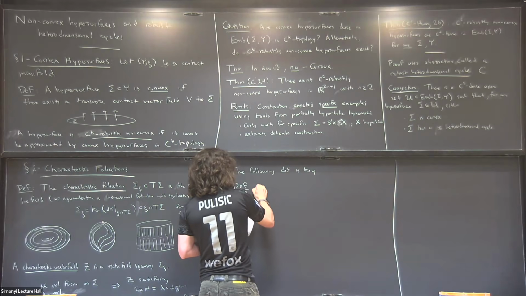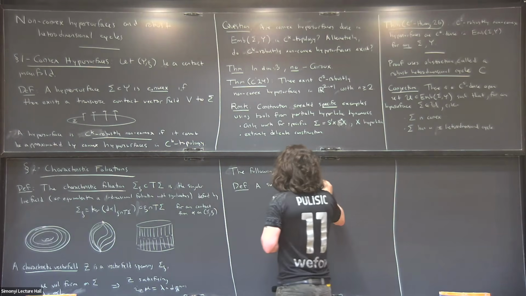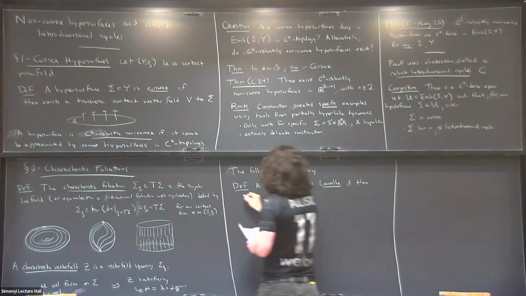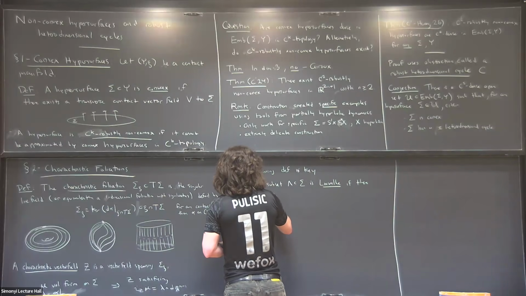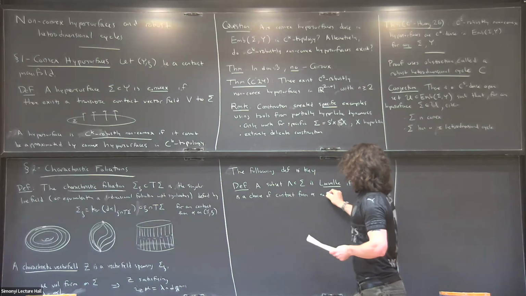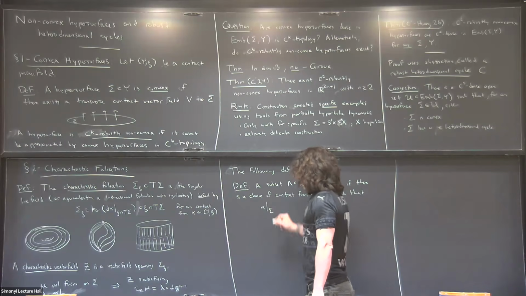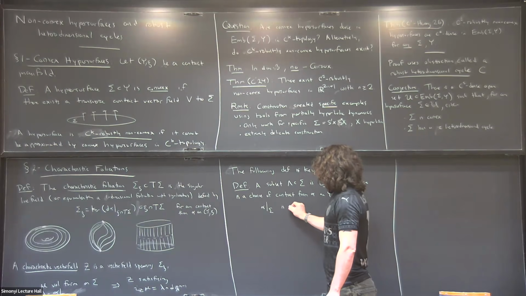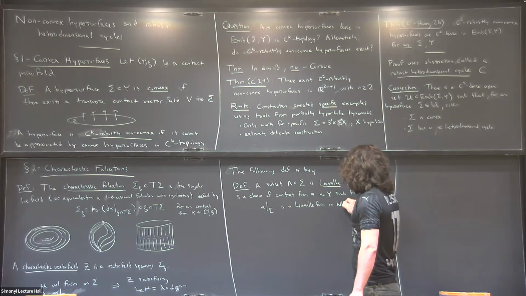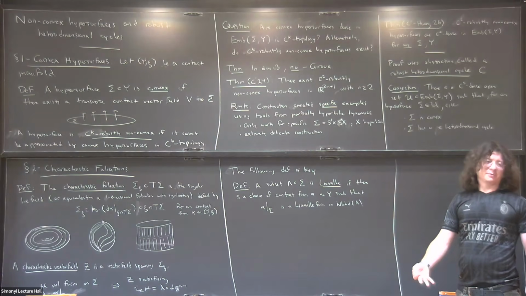Okay, so definition: a subset lambda inside of sigma is called Liouville if there is a choice of contact form alpha on Y such that if you look at the restriction of the contact form to sigma, this is a Liouville form on some neighborhood of lambda. Okay. So I will call this a Liouville subset.